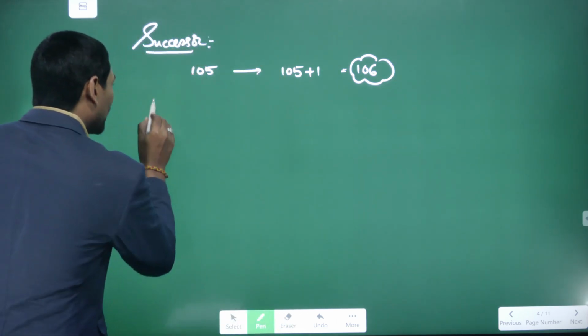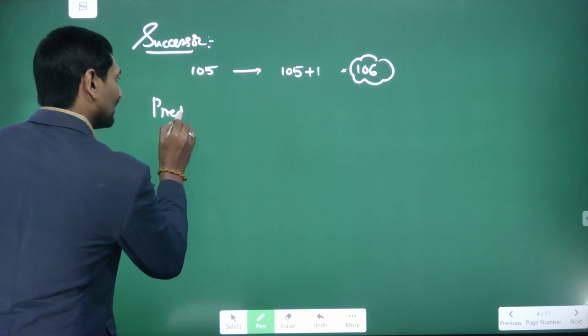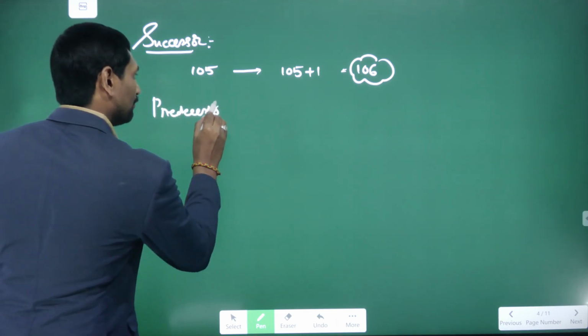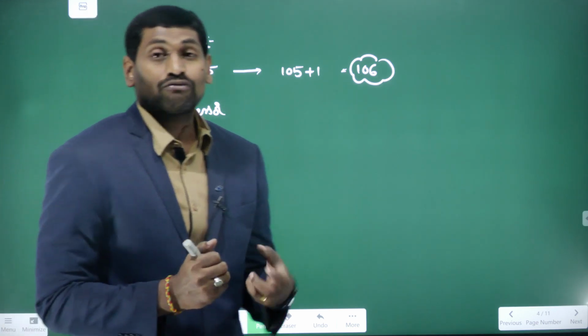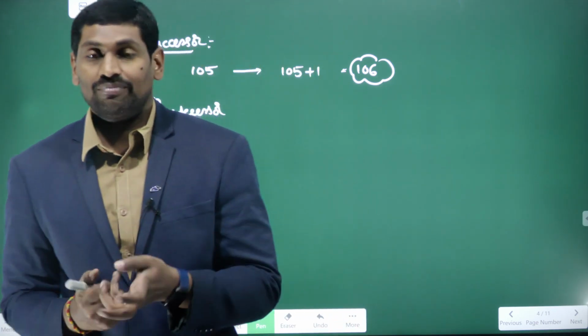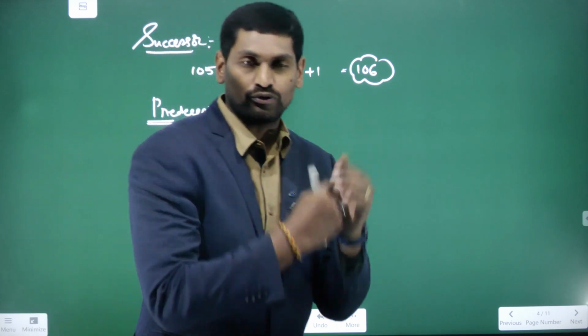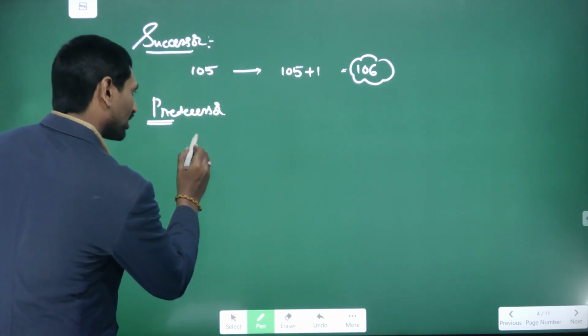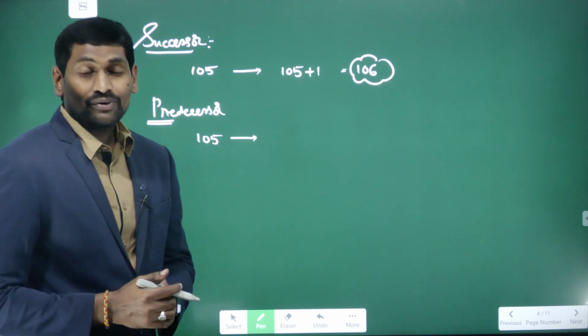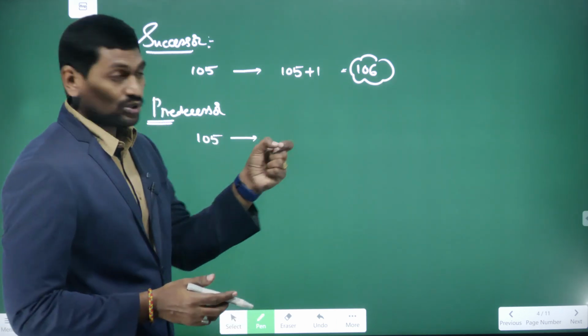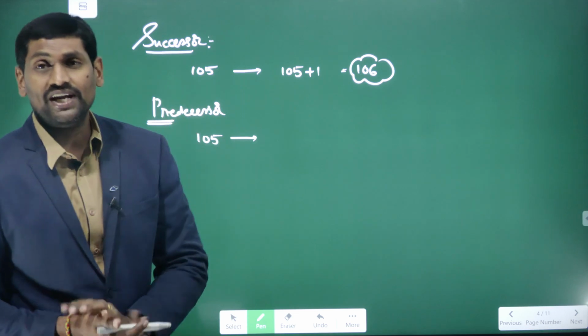Then can you say what a predecessor is? Pre means before, right? Successor is the immediately after number. Predecessor means the immediately before number. So in a mathematical way, how can we say that? Minus 1. Very good. So I am taking the same example, 105.